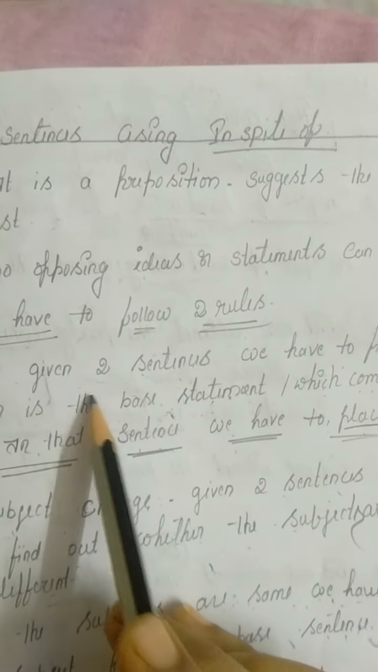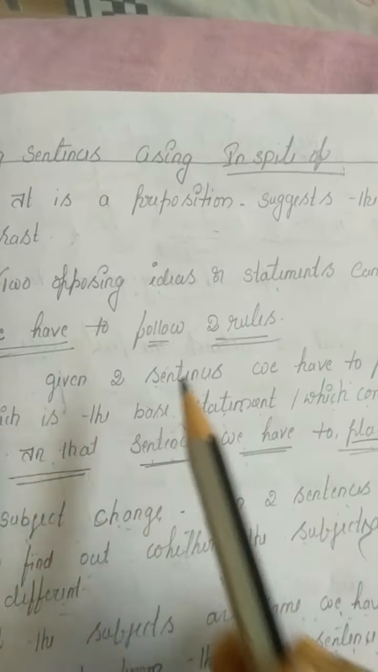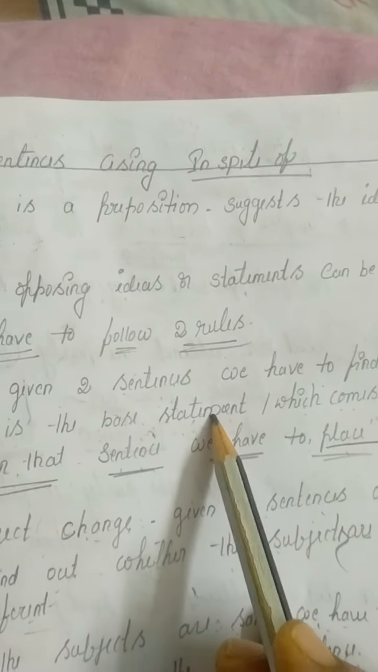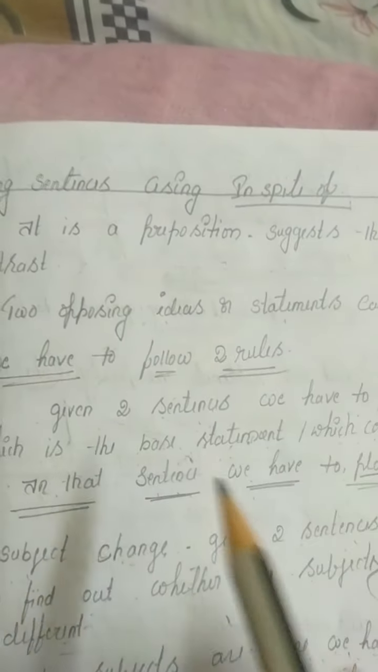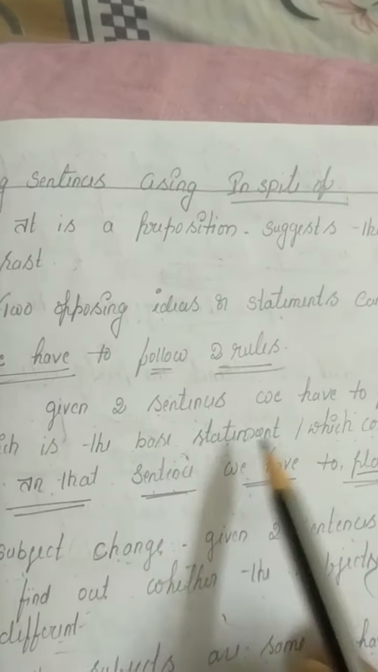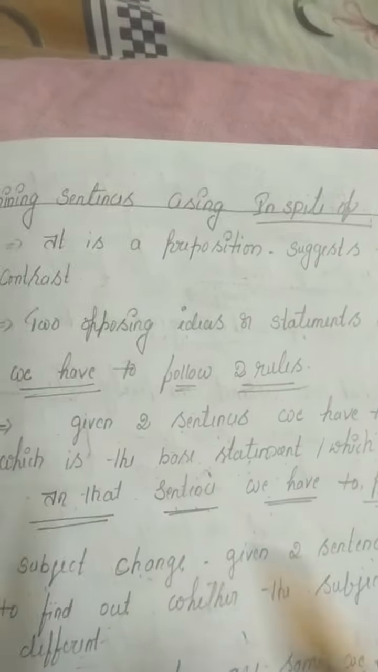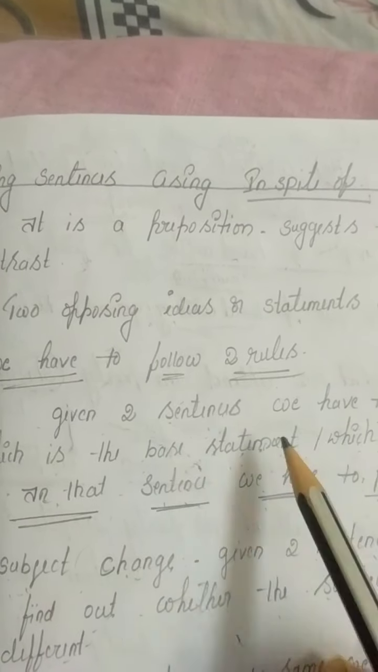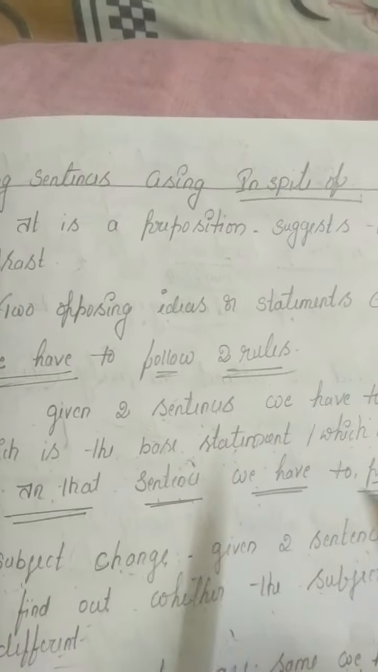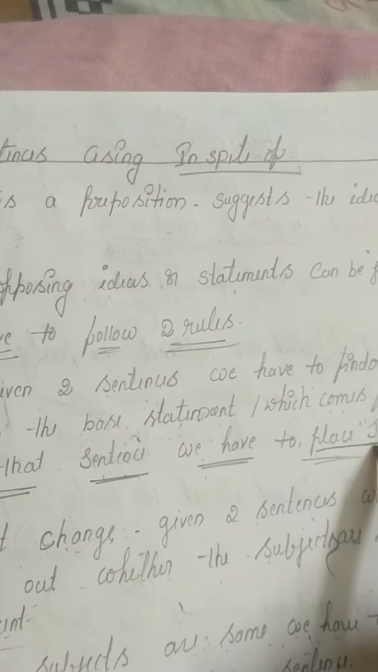First one: given two sentences, we have to find out which is the base statement, which means the one that comes first. After finding out the base sentence, we have to place the words "in spite of" in that sentence.